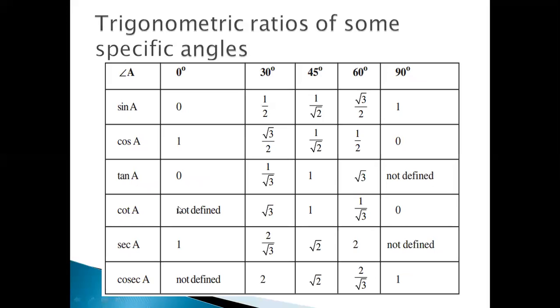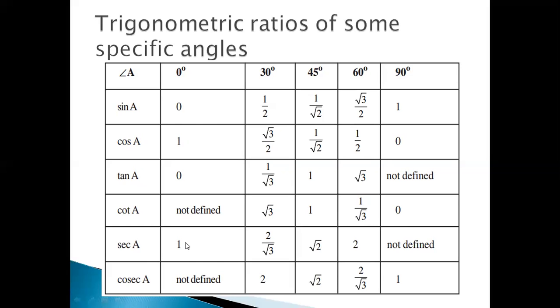Now, cot 0 degrees cannot be defined. Cot 30, I have explained it, is root 3. And cot 45 I have also explained. Cot 30 is the reciprocal of tan 30. So tan 30 we got 1 by root 3, and the reciprocal of 1 by root 3 is root 3 by 1. So that's why cot 30 is root 3. Cot 45 I have already explained, that is 1. And cot 60 is 1 by root 3 because the reciprocal of tan 60, root 3, is 1 by root 3. And cot 90 is 0.